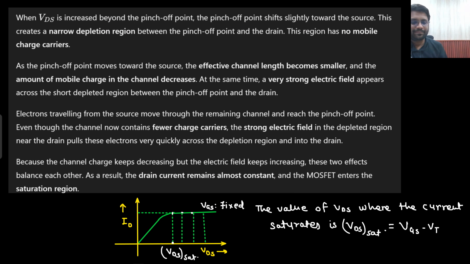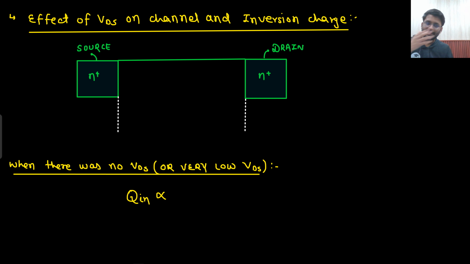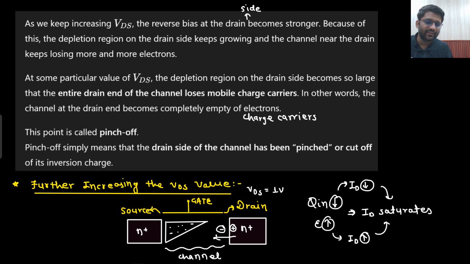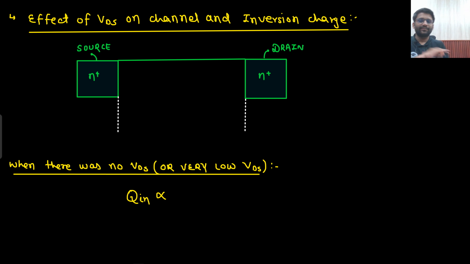Theory you can read on your own. But now our target is that we find the relation between our inversion charge and this VDS value. That you got to know one thing, that this VDS value is affecting this inversion charge. That I got to know, that my inversion charge is a function of VDS for sure. So let's try getting some relation. So let's check that out. Effect of VDS on channel, that we have already seen. So now we are going to see the effect of VDS on the inversion charge.